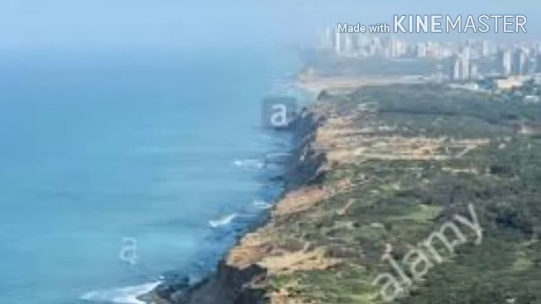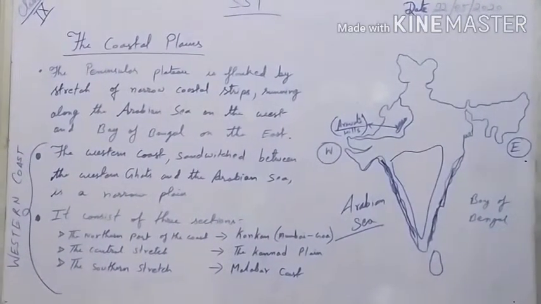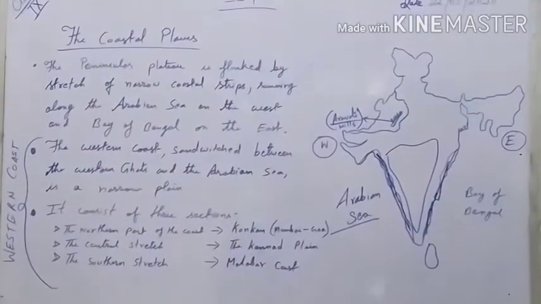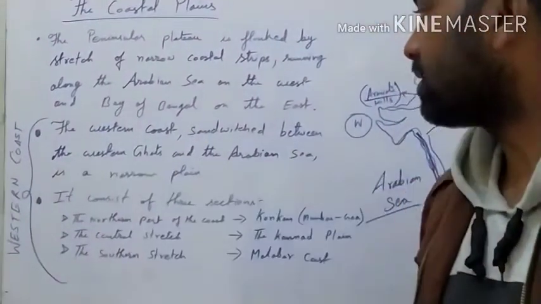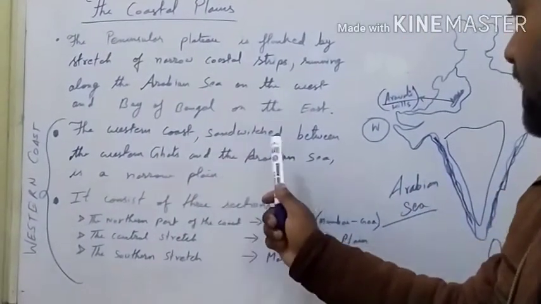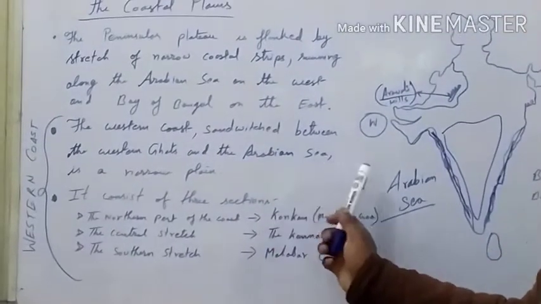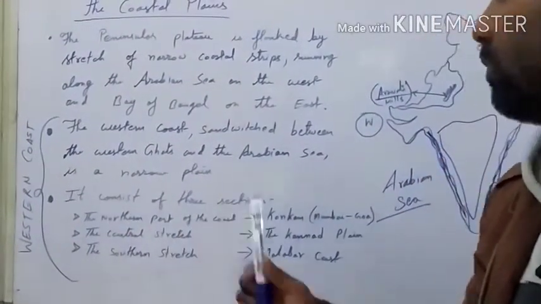Now let us understand the western coastal plain first, and then we will learn about the eastern coastal plain. From the western coastal plain, let us understand that the western coast, sandwiched between the Western Ghats and the Arabian Sea, is a narrow plain.